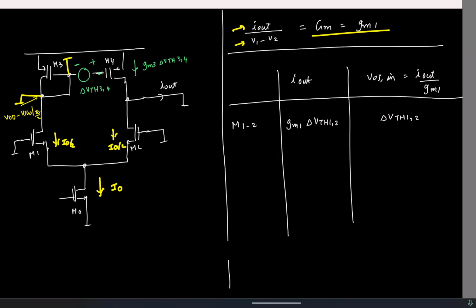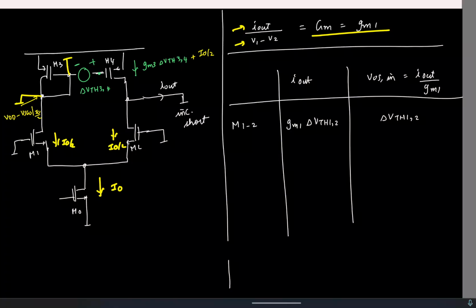Again, the quiescent current here will also be I0 by 2. Okay, so now you see here the total current is GM3 delta VTH plus I0 by 2. The current flowing down is I0 by 2, the difference will flow out. So again, this is not an actual short, this is only an incremental short. Remember that this is only an incremental short.